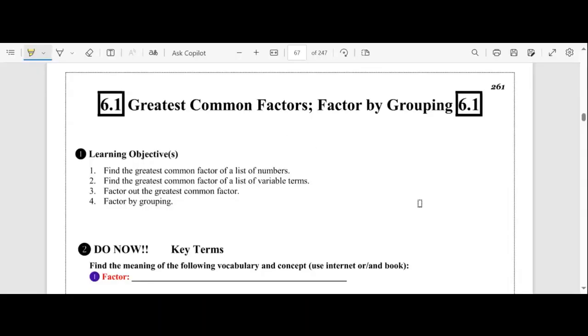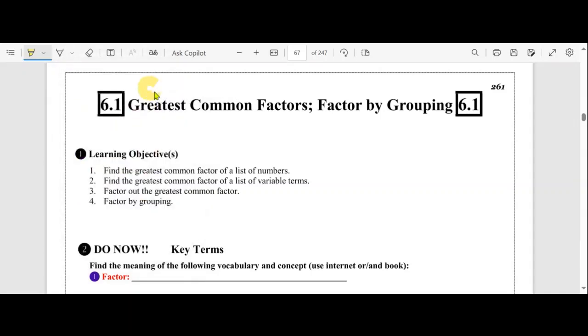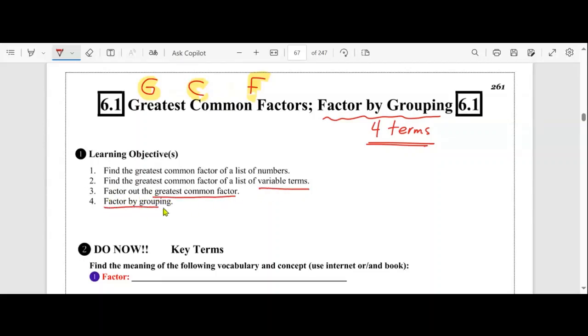Six point one, greatest common factor. What's the abbreviation for greatest common factor? Who can tell me? GCF. That's called greatest common factor. And there is also something called factor by grouping. But for factor by grouping, you need one condition. It has to be how many terms? So the learning objectives: 1, find the greatest common factor of a list of numbers. Find the greatest common factor of a list of variable terms. Factor out the greatest common factor. Factor by grouping. Okay, what does factor mean in Arabic?